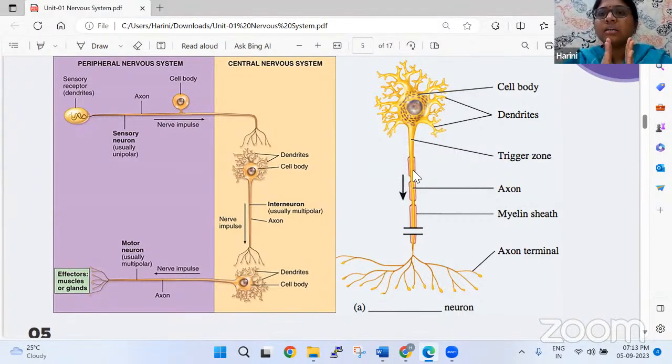Myelin sheaths are nothing but the membranes covered along the axon. If you have a myelin sheath, then the color of the neuron appears to be white. If it is gray, that means it is unmyelinated. So these are the three major parts of a neuron. So it's very simple, right? It has three major things.